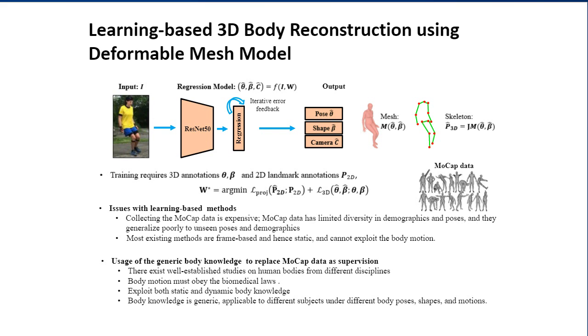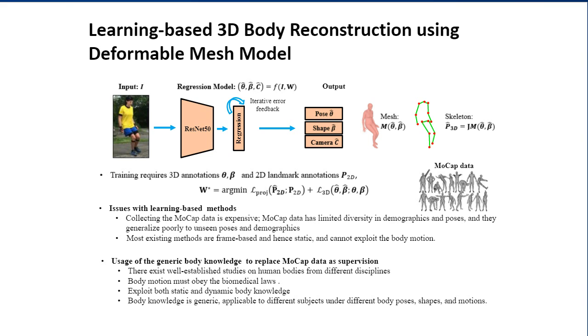However, to train this model, the loss function typically includes two terms. The first term is the projection loss. Basically, we project the 3D skeleton to the 2D image and try to minimize the difference between the projected skeleton and the image skeleton. So this requires 2D annotation. But more importantly, there's a second loss term, which is a 3D annotation. The 3D annotation requires the ground truth pose and shape parameters for the mesh.